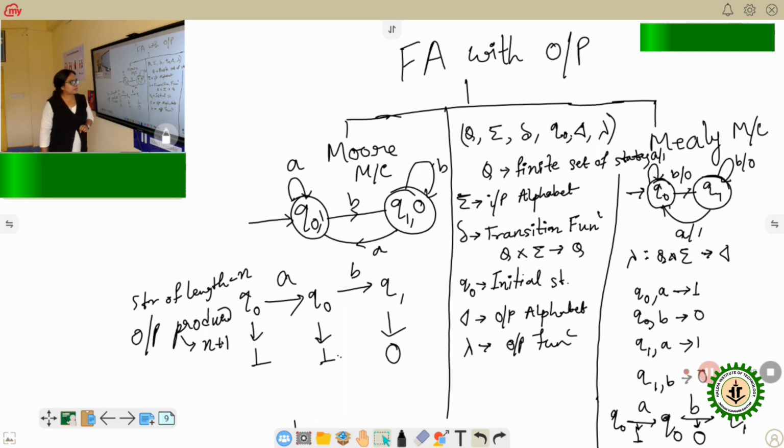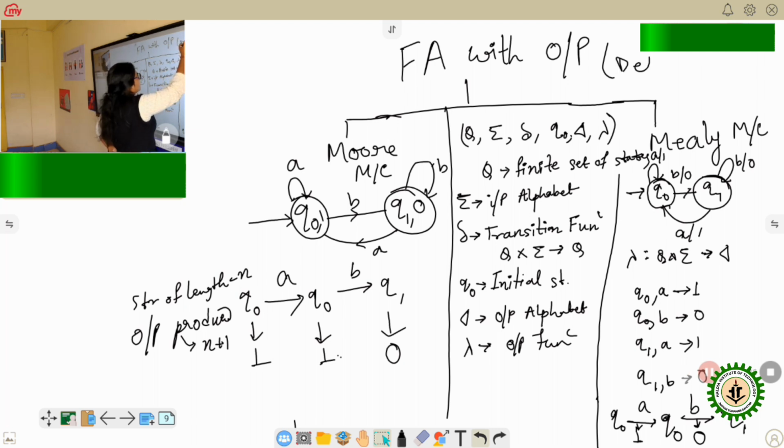Today I am going to explain the basics of Moore machine and Mealy machine. So till now we have seen the finite automata without output. Today we will see finite automata with output. And these two machines are also deterministic, that I will explain next time. Now Moore machine and Mealy machine both are 7-tuple machines and both are deterministic.